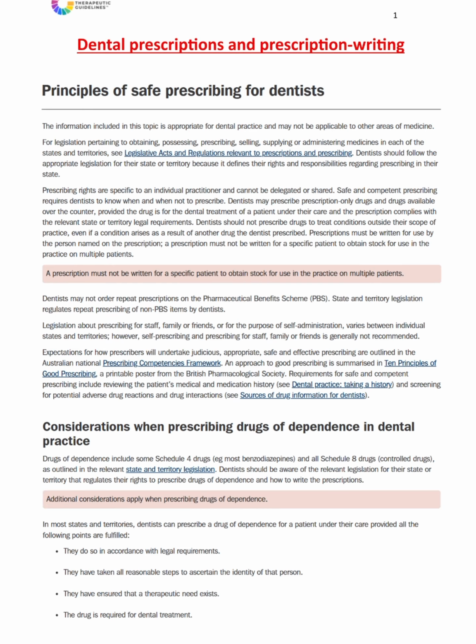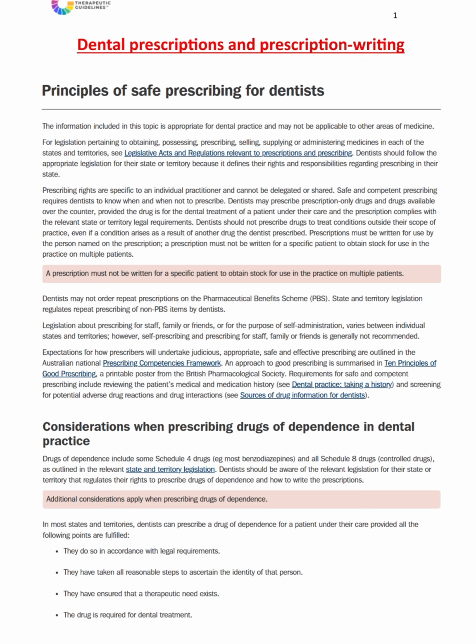Now, today I have exciting news for all of you. I'll be recording the latest version of the Therapeutic Guidelines from today, that is version 4. And in today's episode, we will be covering the writing prescription chapter, which is dental prescription and prescription writing from the latest version of the TG.